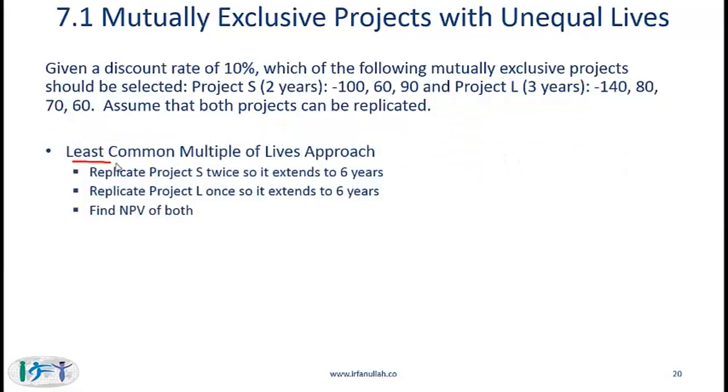One is the LCM approach, the least common multiple. You might recall studying this in grade 6. What you do here is take both projects and put them on the same footing. If you take project S and replicate it twice, that means you do it once, then you do it again and again. So effectively then you have extended it to 6 years. And with L, you just do it once more, which will extend L to 6 years. Then you are comparing two 6-year projects, and you figure out which one has the higher NPV.